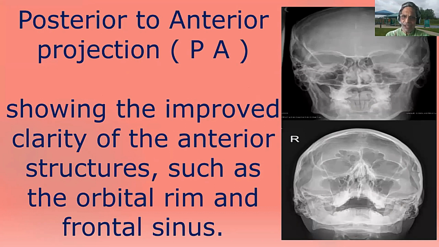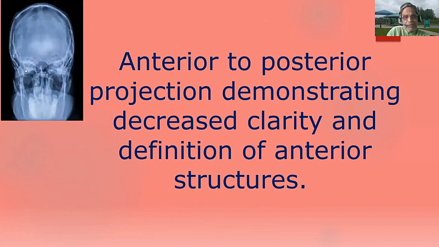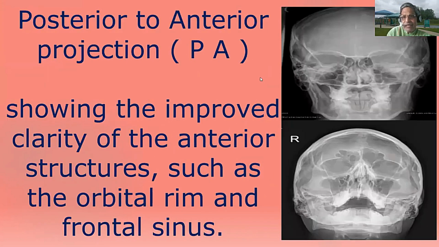The posterior anterior view, yes, shows improved clarity of the anterior structures. What you can see now here, you see the orbit, the orbital rim and all. It's all very clearly seen. Whereas in the AP view, you are not able to see anything. Whereas in the PA view, you can see all the structures classically. That is the advantage of doing a PA view of the orbit, skull, anything.